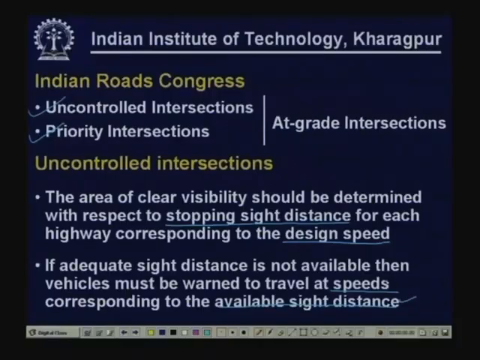Now, it could be done like on both roads one can restrict the speed, or it could be done the other way, like for one road one can assume the design speed, and then on the other road, whatever is the available sight distance, accordingly the speed restrictions can be imposed. But the basis is SSD, or the stopping sight distance.